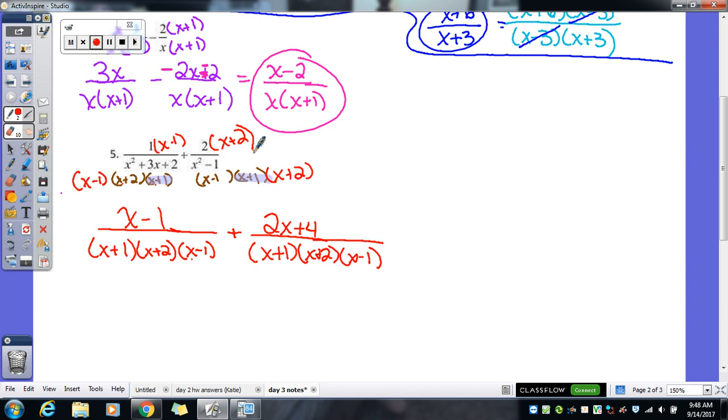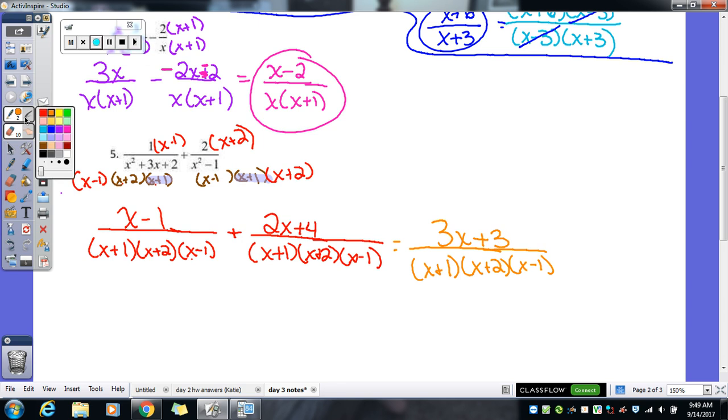Now we can actually go ahead and follow our addition rules. So we're going to keep our denominator. So our x plus 1, x plus 2, x minus 1. Adding our numerator, so x plus 2x would give us a 3x. Negative 1 plus 4 would give us a plus 3. So we have 3x plus 3 over our 3 things.